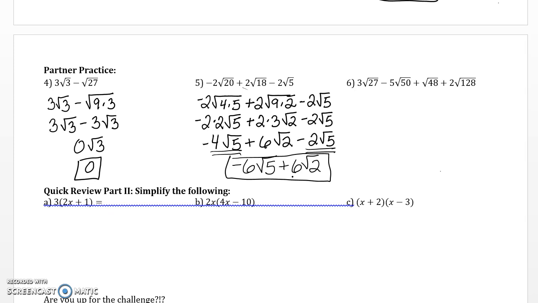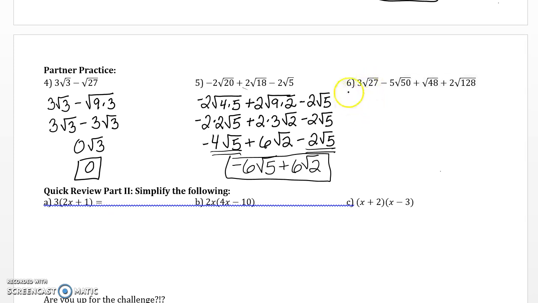All right, last one for us to do together. Check out these square roots. We have a couple big numbers here. We have a 27 under the root, a 50, a 48, and a 128. So we'll have to take our time and try to think about what kind of perfect squares we can get as factors of each of these numbers.